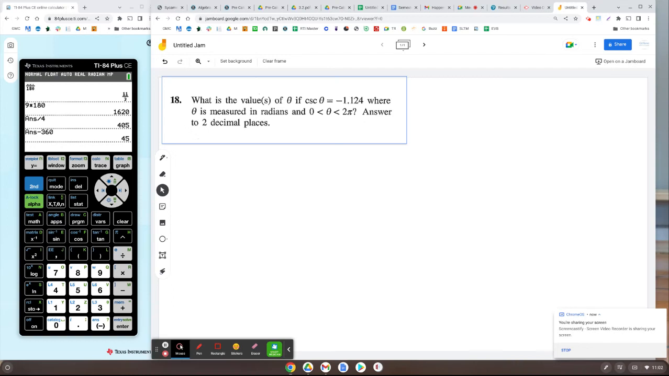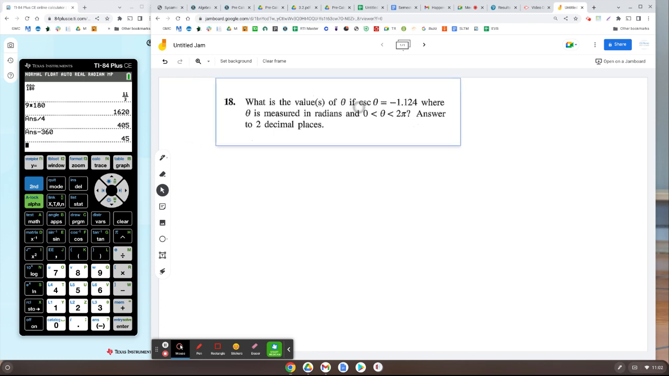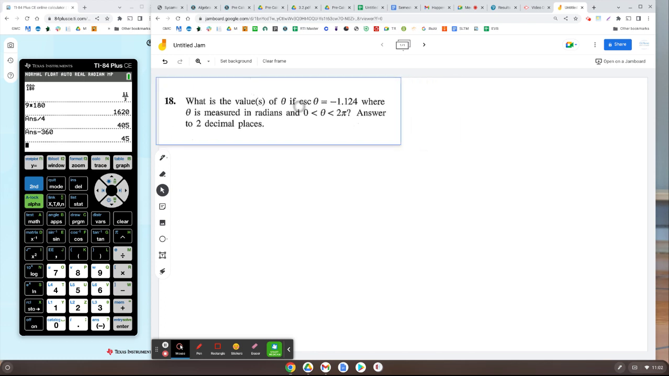All right, in my opinion, this is one of the hardest questions on the practice test. There's just a whole lot to it. So cosecant is 1 over sine. Do you agree? All right.